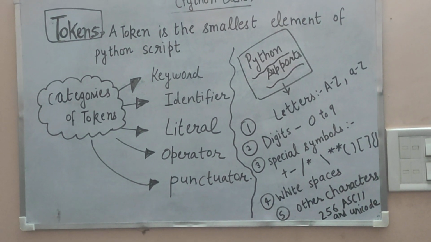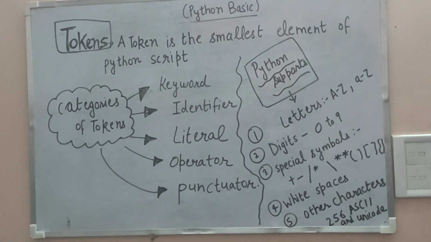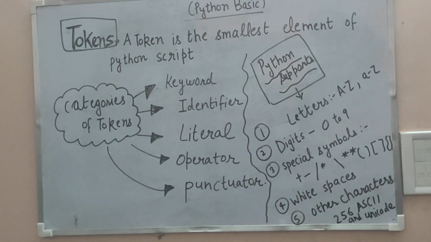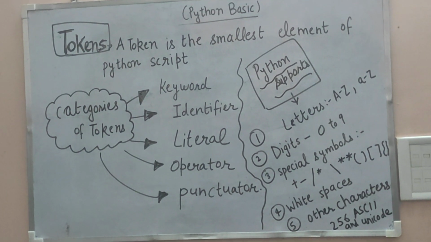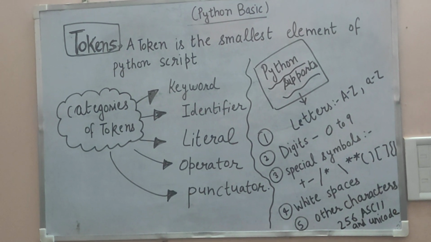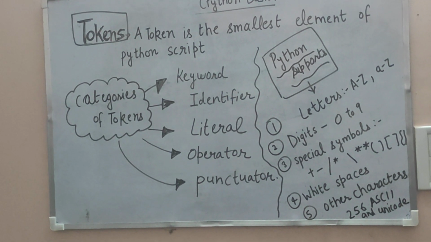Then we come to white spaces. What exactly is it? It is the spaces that we use in our typing, that is the common space, or the blank space, or the key which we use in typing, that is tab. So tab also comes under white spaces, right? The other characters we already discussed.